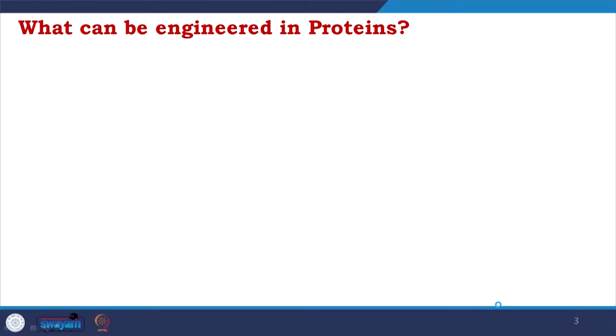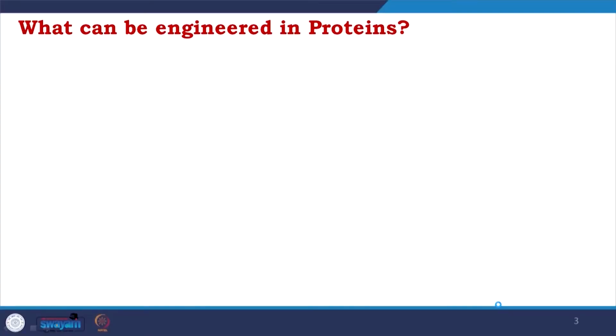Today the major thing we are going to discuss is strategies of protein engineering. This is actually the core part, the intellectual part. To start with, I have kept a few questions and am answering them so that you will understand how the process is going on. What can be engineered in proteins? So we have the protein. What actually is our target?